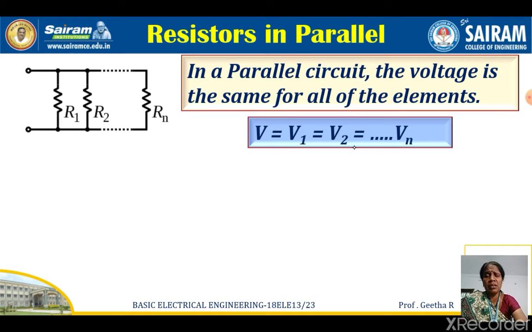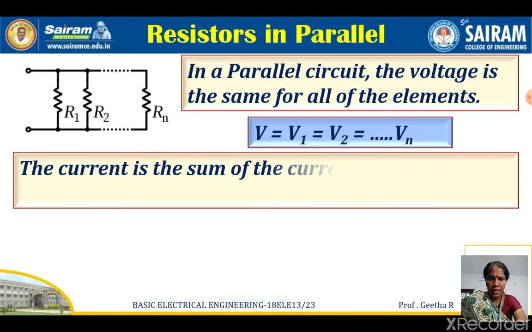So you can write V is equal to V1. V1 is nothing but voltage across R1. V2 is nothing but voltage across R2. Vn is nothing but voltage across Rn. So V is equal to V1 is equal to V2 is equal to Vn.